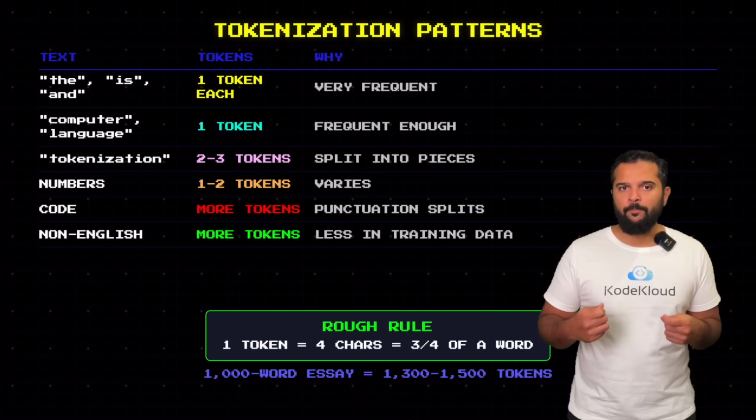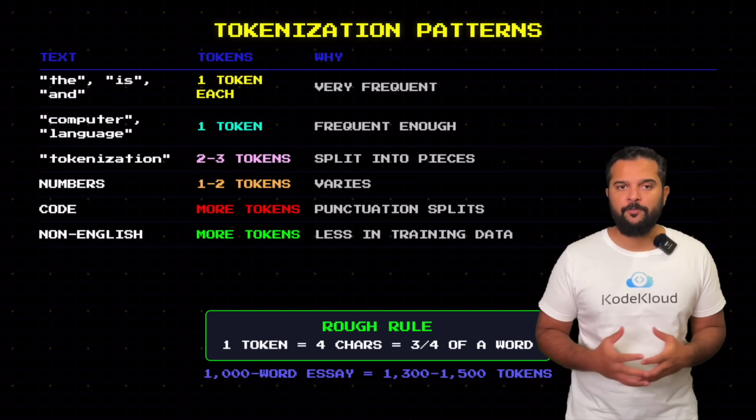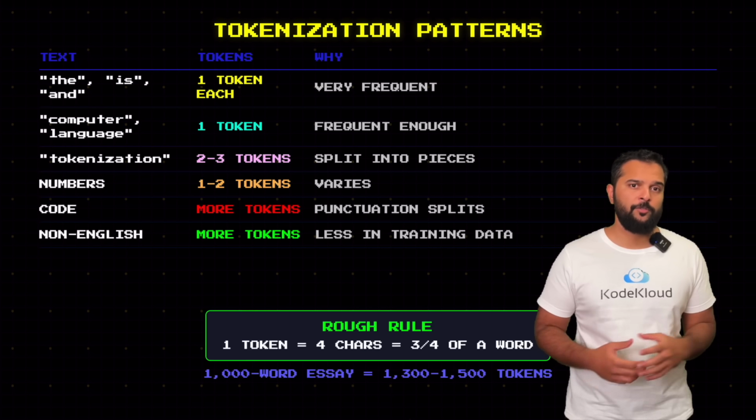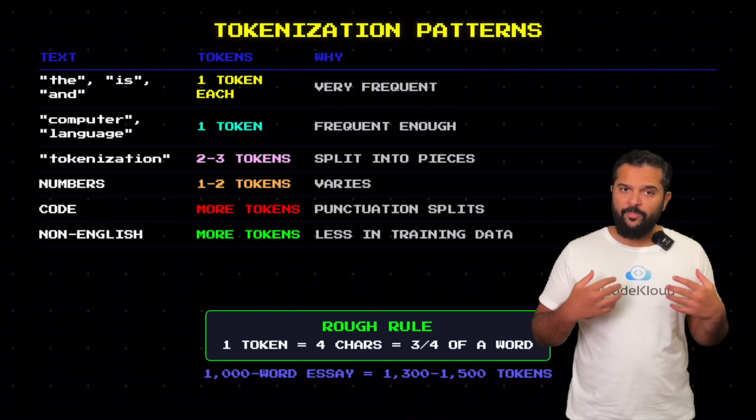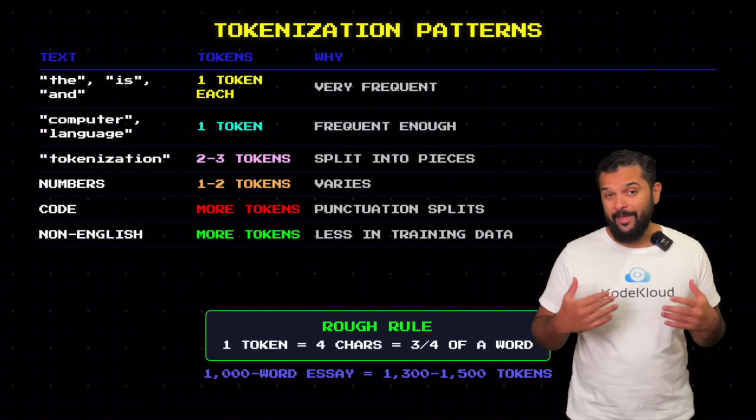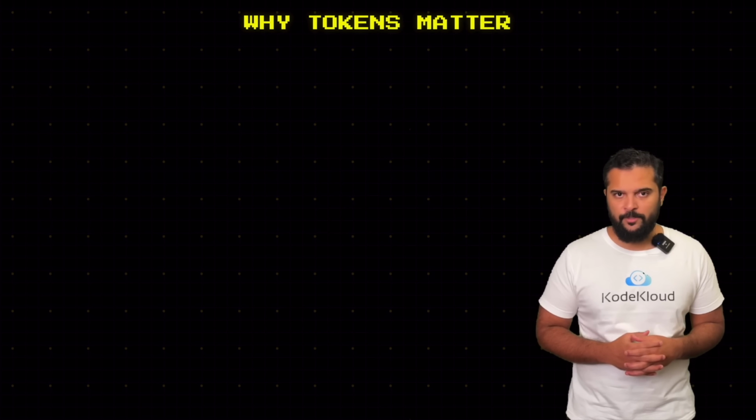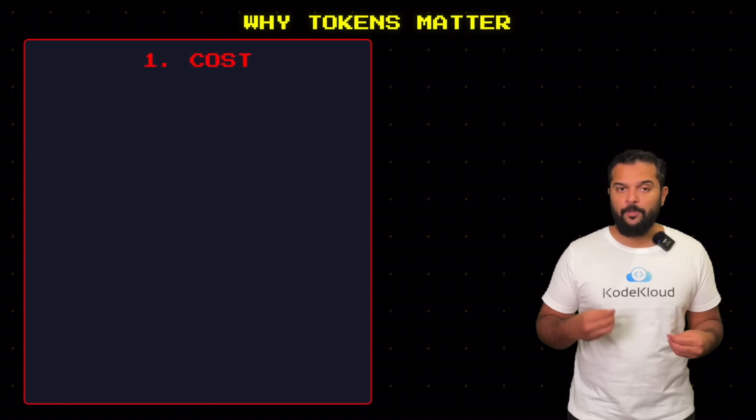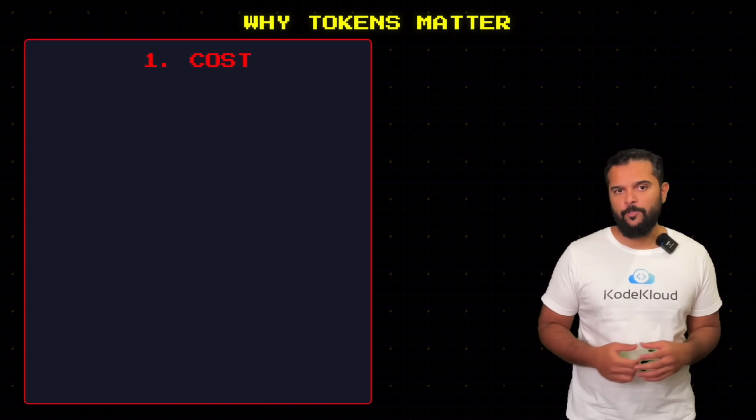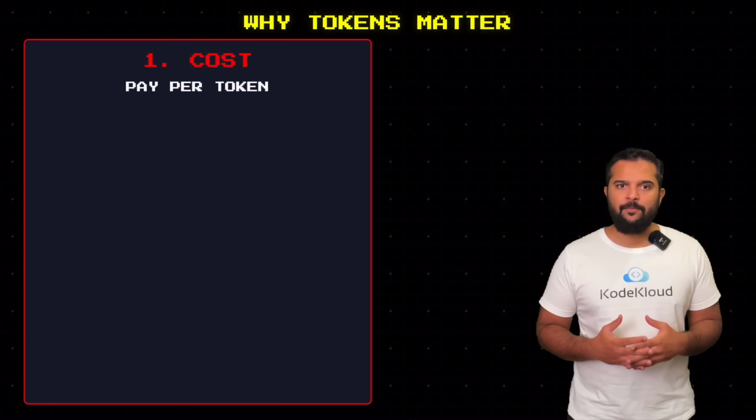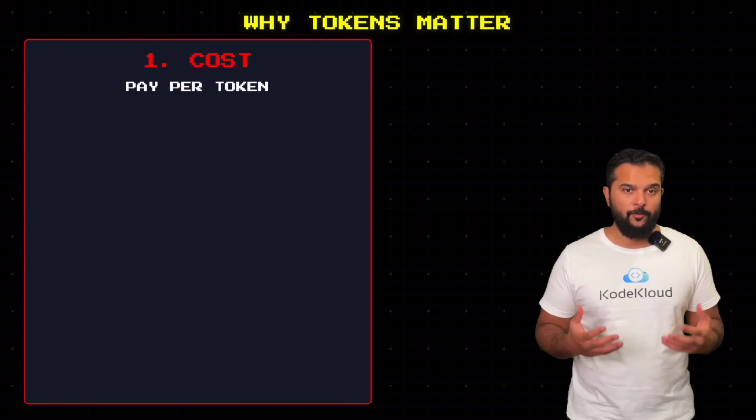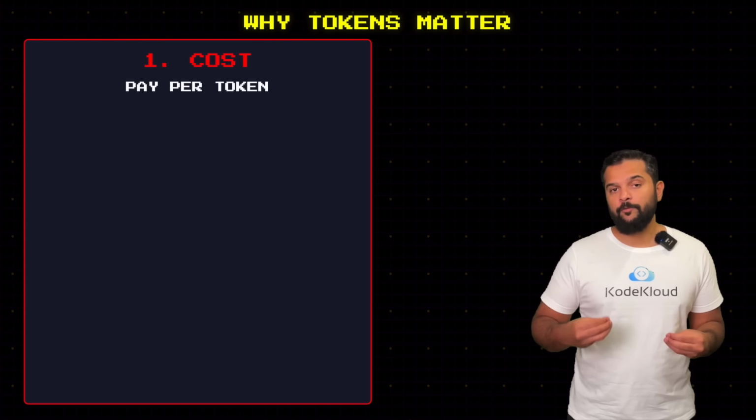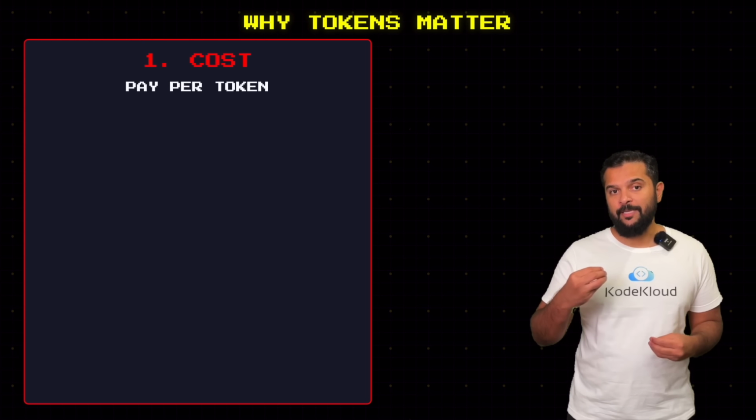Now, a rough rule of thumb: 1 token is roughly 4 characters of English text, or about 3/4 of a word. So a 1,000-word essay is roughly 1,300 to 1,500 tokens. Tokens aren't just a technical detail, they directly affect 3 things you'll care about when working with LLMs: cost, speed, and the context window. Starting with cost, LLM providers like OpenAI, Anthropic, and Google charge per token, both for what you send in and what you get back. More tokens means more money.